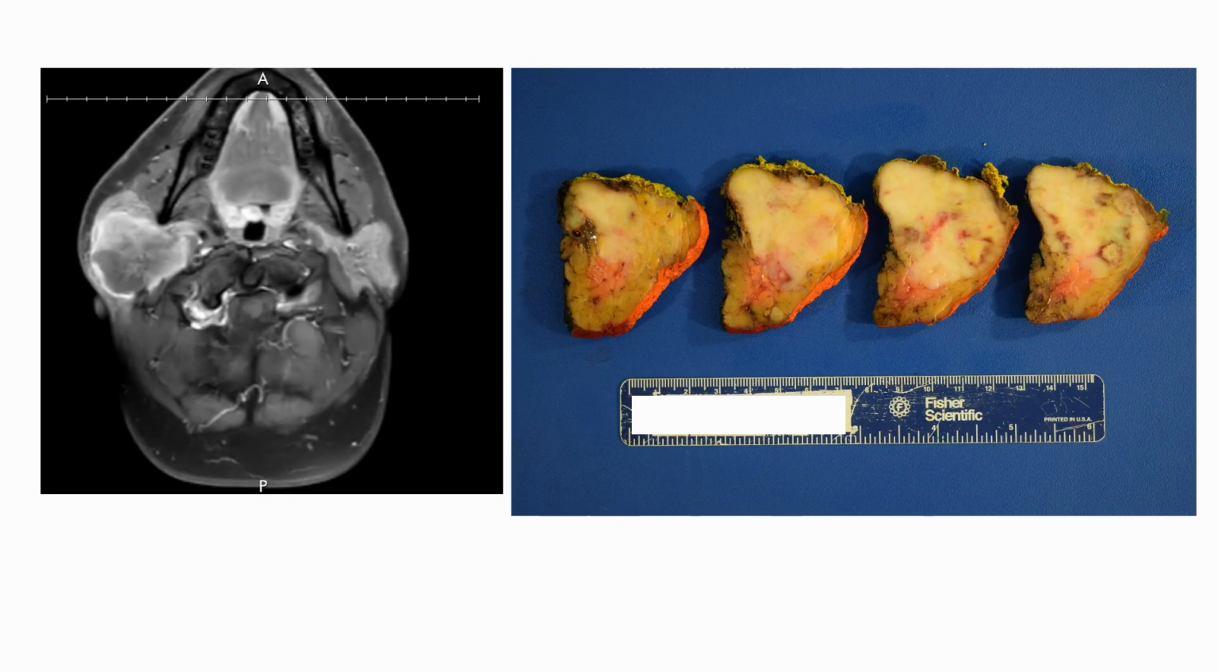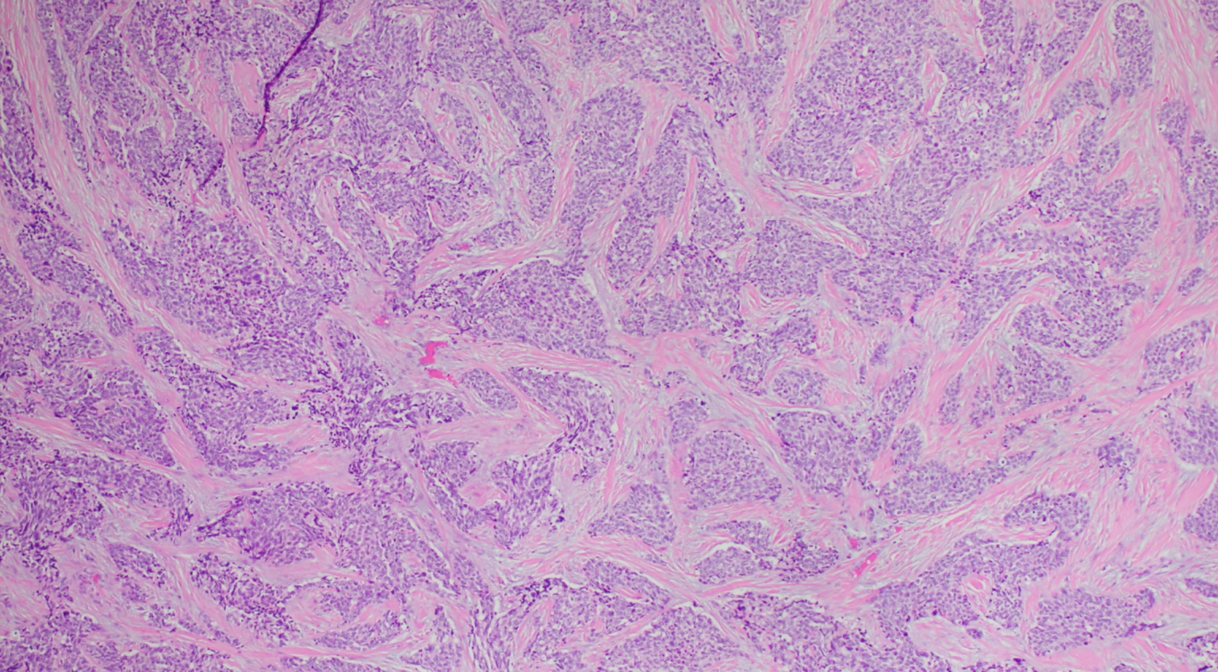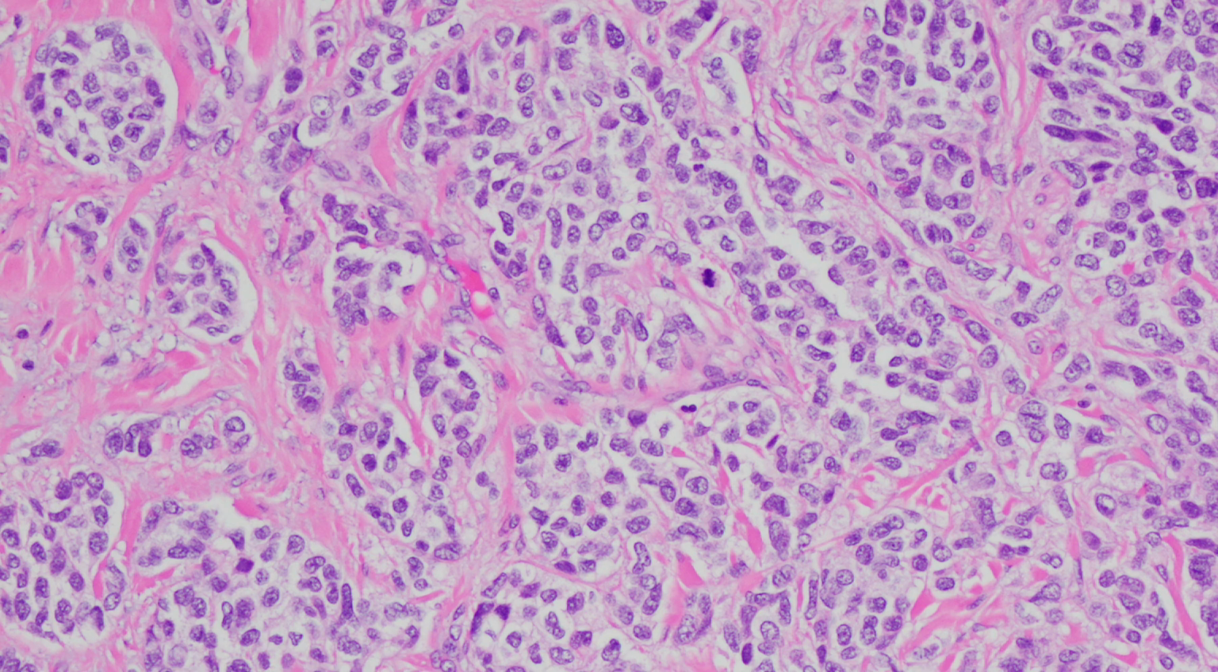Imaging demonstrates a right parotid mass, and the resected specimen shows a white, firm, cut surface with focal areas of necrosis. Microscopically, there are irregular nests of epithelial cells embedded in abundant fibrous stroma. On higher power, the tumor forms irregular nests composed of cells with clear to eosinophilic cytoplasm. Mitotic figures are present. Importantly, all tumor cells appear morphologically similar, indicating a single-cell population.